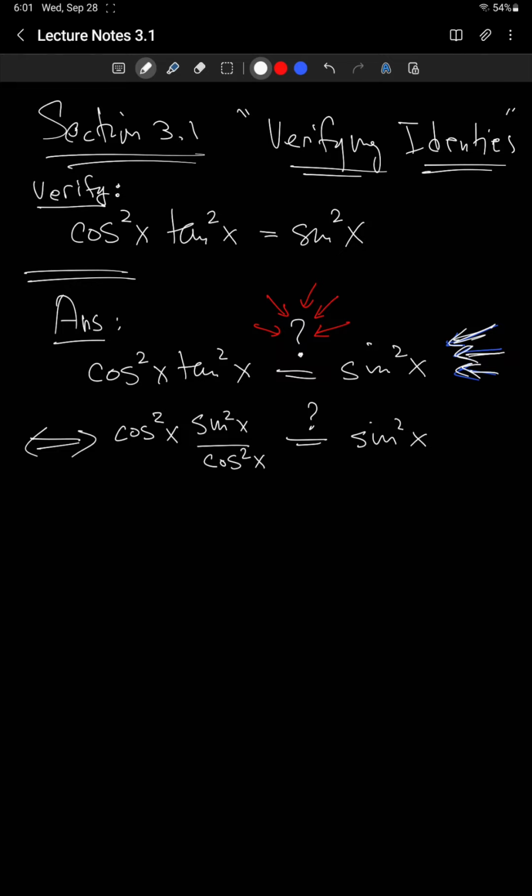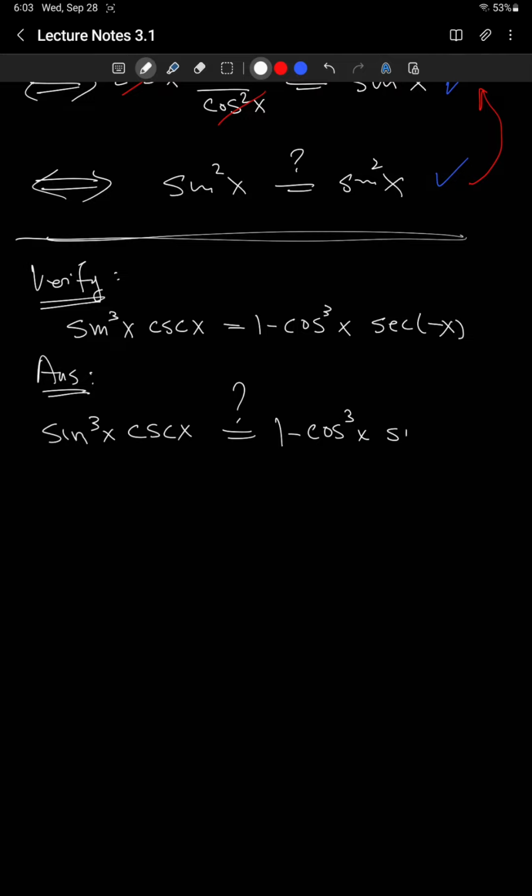Verify something like, let's say this: sine cubed x cosecant x equals 1 minus cos cubed x times secant of negative x. All right, so at this moment, we don't know whether this statement is true or not, we haven't confirmed it, we haven't verified it. And so we write it like this, sine cubed x cosecant x equals, with a question mark. I don't know whether it's true or not at this moment. I'm trying to confirm it.